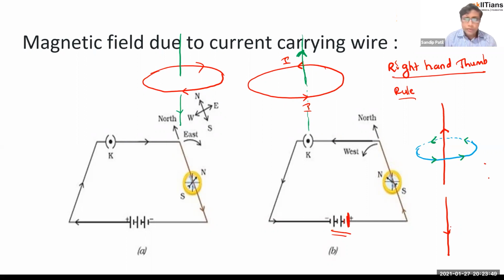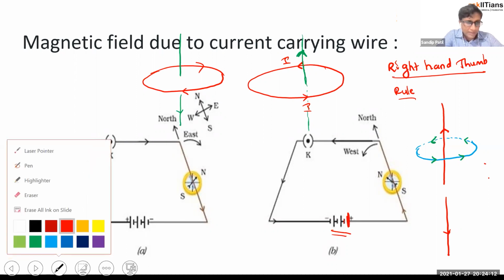So what we can do, the thumb represents the current. So this is our conductor. Now what is the direction of the current? Downward. So the thumb should represent the downward direction, right? So like this. If this is the downward direction, the curled fingers go like this, right? So it is coming from behind and going in front. So can I say, obviously, the direction will look something like this now.